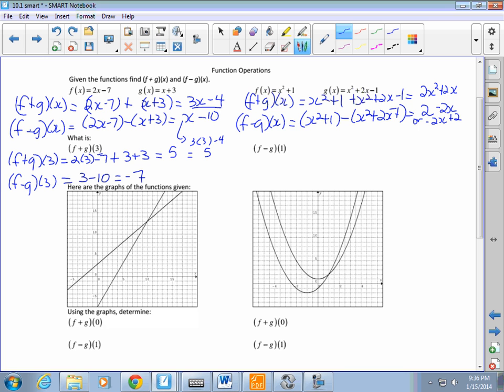So for this one, f minus g of x, if I'm using this equation here. So f minus g of 1, if my equation was left with x minus 10, so that's going to be 1 minus 10, so that's negative 9. If I do it into this one, so f minus g of 1 is going to be 2 minus 2 times 1, which is 2 minus 2, so it's a 0.